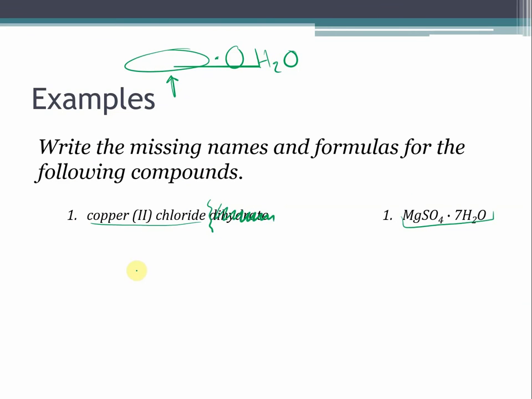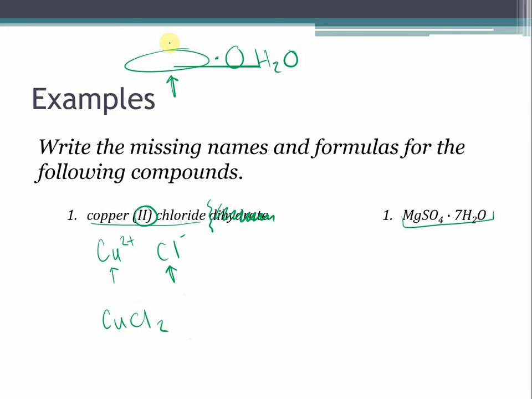Copper 2 is a transition metal. It's telling us it has a 2+ charge. So copper 2 is Cu 2+. Chloride is Cl-. Chlorine always forms a -1 charge. So then we're going to need 1 copper and 2 chlorides, and the ionic part of this will end up being CuCl2. So this is copper 2 chloride.